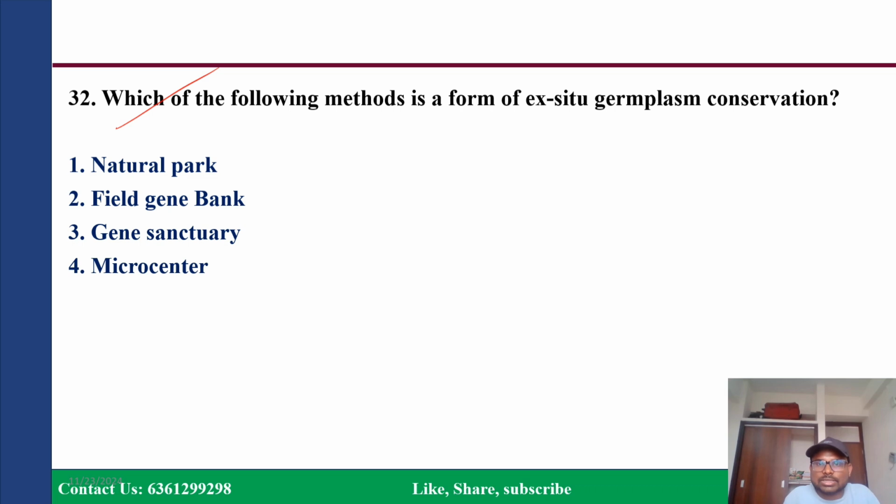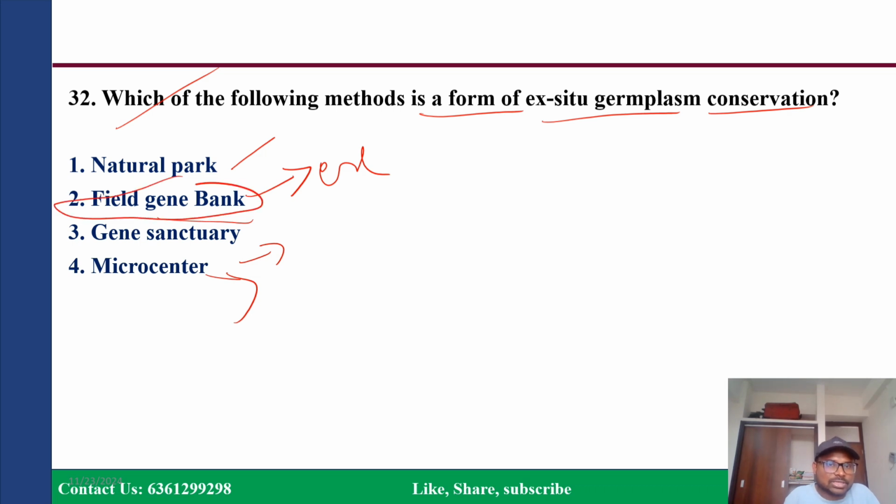Then, which of the following methods is a form of extensive germplasm conservation? So, natural park is in situ. Field gene bank is extensive. Gene sanctuary is in situ, and microcenter is in situ. And field gene bank was the answer.